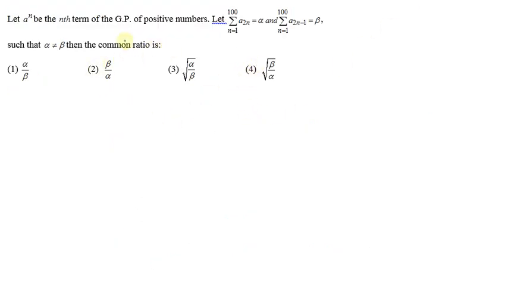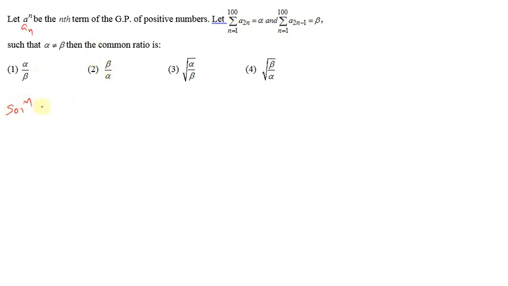Let a_n, consider this is nothing but a_n, be the nth term of a GP of positive numbers. And the sum of a_2n, n equals 1 to 100, is equal to alpha, such that the common ratio.